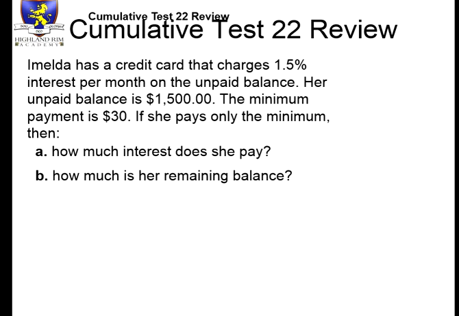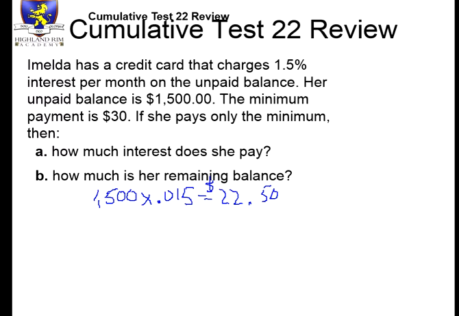So basically what we've got is 1,500 times 1.5%, it's really 0.015, and that is going to be equal to $22.50. So she's going to pay $22.50 in interest.